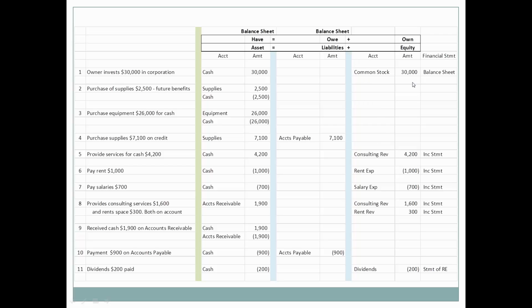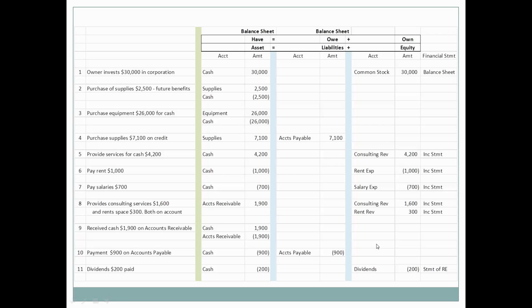Again, common stock increases equity, so it's a plus. Consulting revenue increases equity, so it's a plus. Rent expense decreases equity, so it's a reduction. Salary expense reduces equity, so again, it's a reduction. Consulting revenue increases, so it's a plus. And dividends reduce owner's equity, and so it's going to be seen as a reduction.